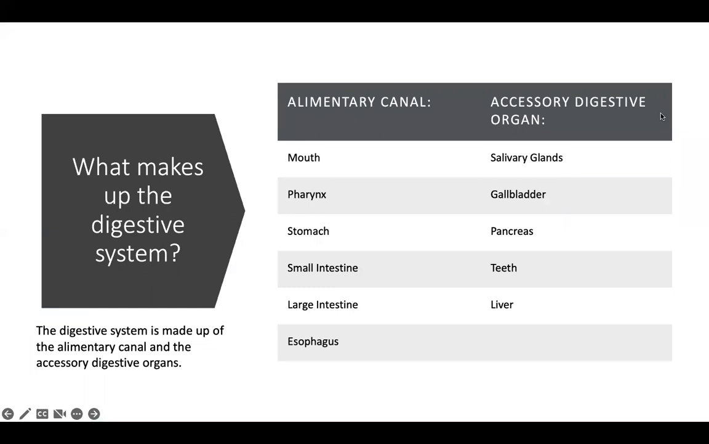Now for what makes up the digestive system, we have the alimentary canal and the accessory digestive organs. In the canal is the mouth, the pharynx, the stomach, the small intestine, the large intestine, and the esophagus. And the accessory digestive organs are the salivary glands, the gallbladder, the pancreas, the teeth, and the liver. And we'll be going into a couple of these in more depth later on in the lesson.